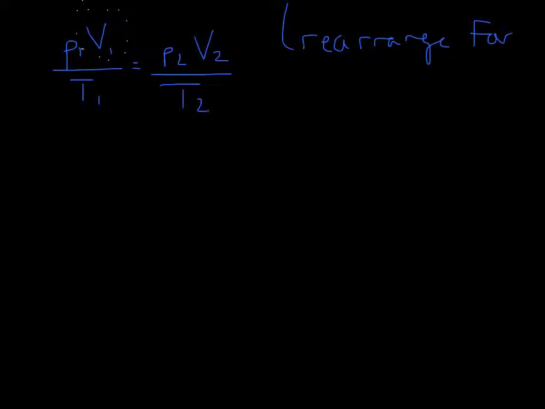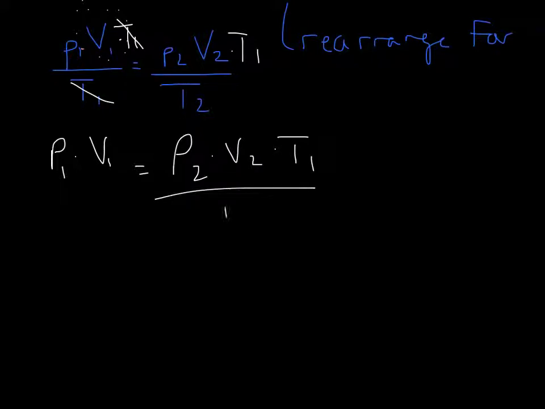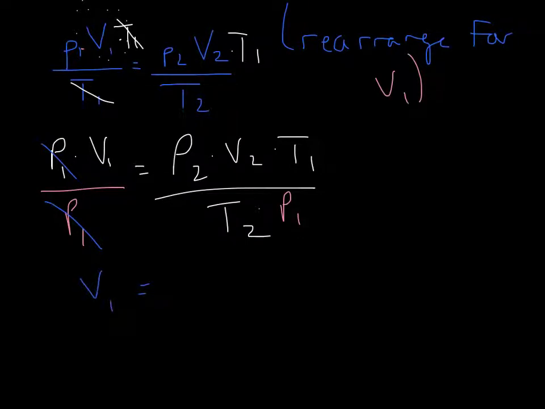So again, let's get rid of T1. So it equals pressure 1 times volume 1 equals pressure 2 times volume 2 times time 1 over time 2. And now all we need to do is get volume 1 by itself. To get volume 1 by itself, we'll divide by pressure 1. And our final formula is that V1 equals P2 times V2 times T1 all over T2 times P1.